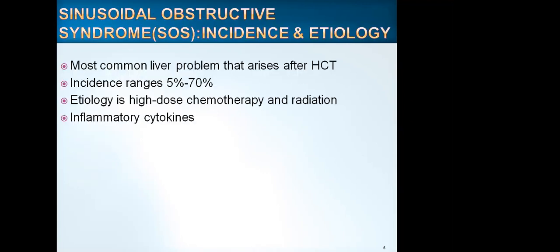So, incidence and etiology: these are the most common liver problems that arise after HCT. Liver problems usually occur after HCT, and the incidence is 5 to 70%. They are usually caused by high dose chemotherapy and radiation therapy, TBI, and also inflammatory cytokines. So these are the etiologies for SOS.